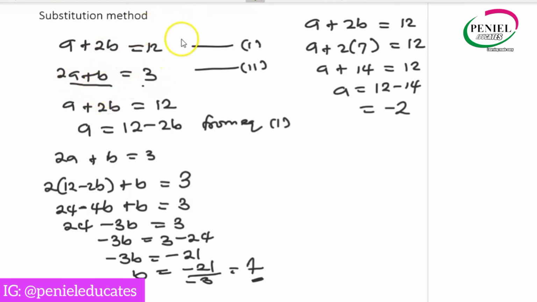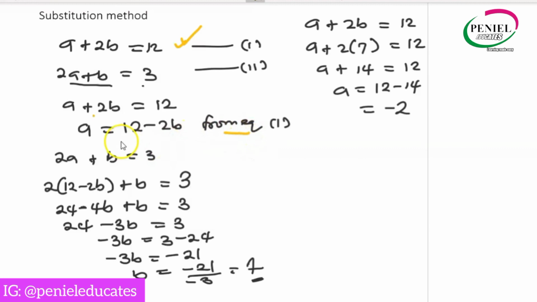So from equation 1, we don't need to do any multiplication by positive or by minus. What we just need to do is to find the subject of the formula of one of the unknown variables from one of the equations. So I'm going to pick equation 1: a plus 2b is equal to 12. So my a will be equal to 12 minus 2b. This is from equation 1.